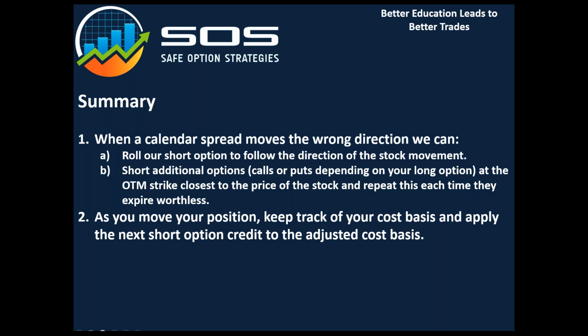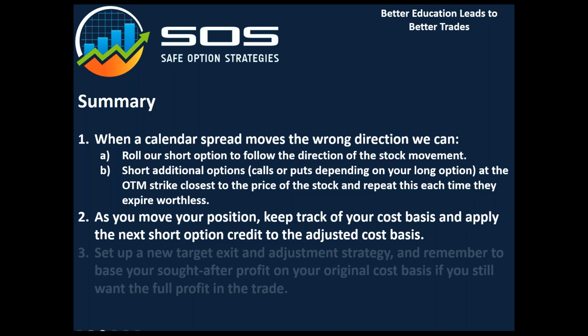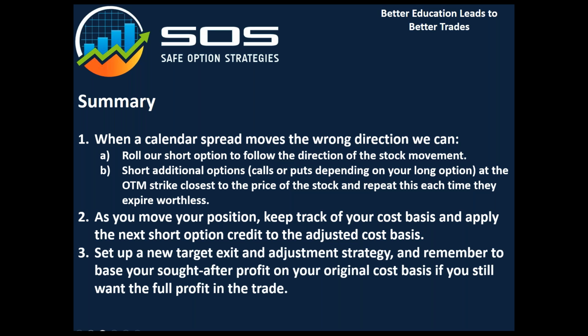As you move your position, keep track of the cost basis. Apply the next short option credit to the adjusted cost basis. And don't double apply a new short option credit. Don't allow yourself to accidentally double count once when you roll an option and again when that same option expires. You don't want to double count it. Set up your new target exit and adjustment strategy, and remember to base your sought-after profit on your original cost basis if you still want profit in the trade. It doesn't even have to be the full profit.